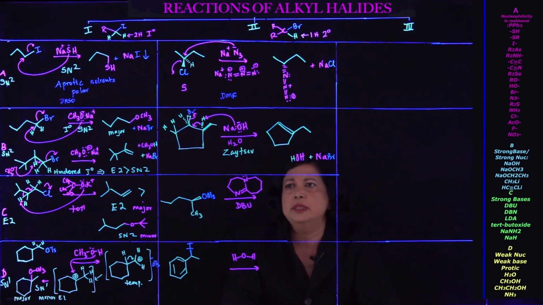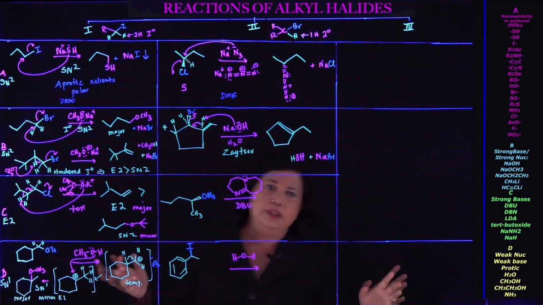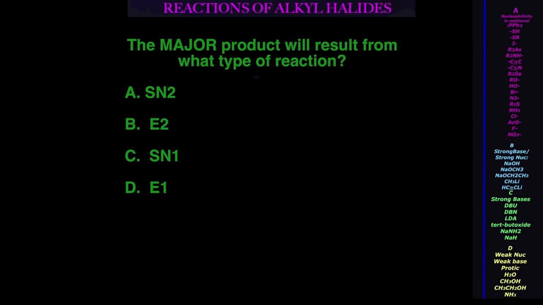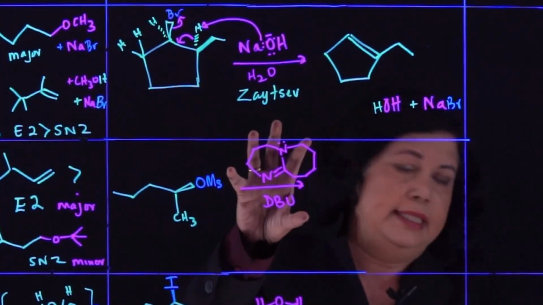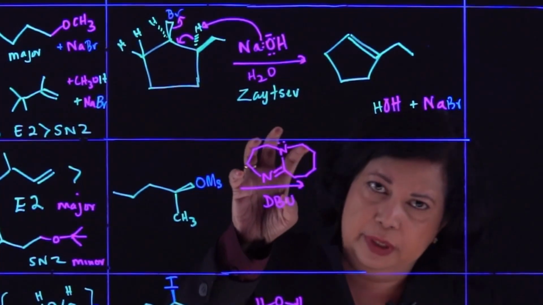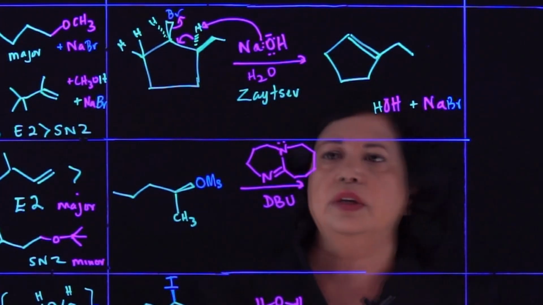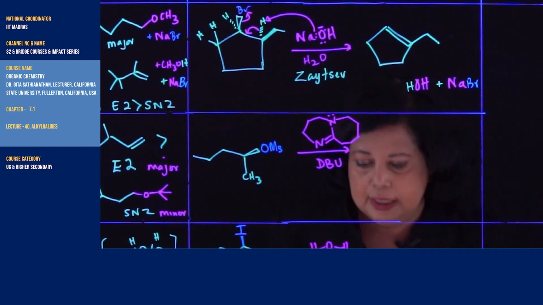Let's look at what happens when you have a good leaving group. This is a mesylate, so instead of a toluene, you have a methyl. That's the only difference. So here you have a huge base. This is never going to act as a nucleophile, so there's no backside attack with this. This is going to be pulling off a hydrogen and running off. So let's look at this.